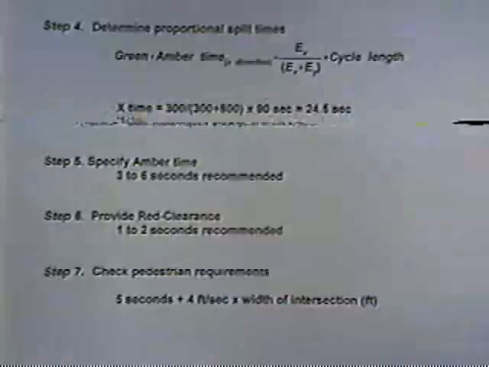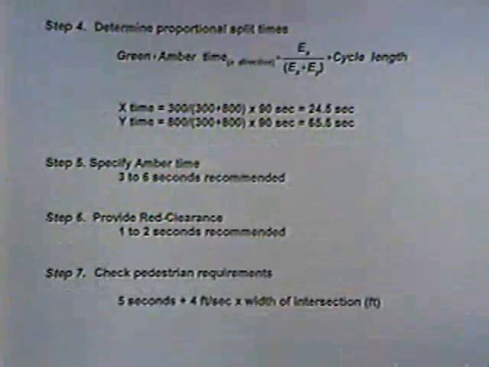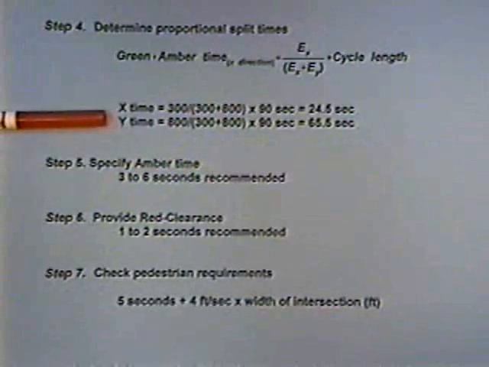Once you know the cycle length, the next step is how to proportion that time among the two directions. Essentially we do it in a proportioning format. We take the equivalent volume in the X direction, divided by the sum of the two equivalent volumes, and multiply that by our cycle length of 90 seconds. So the time for the X direction is 300 divided by 1100 multiplied by 90, and the time for the Y direction is 800 divided by 1100 multiplied by 90. Those two should add up to 90 seconds, or I made a mistake with my math.